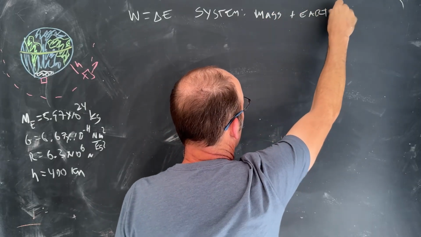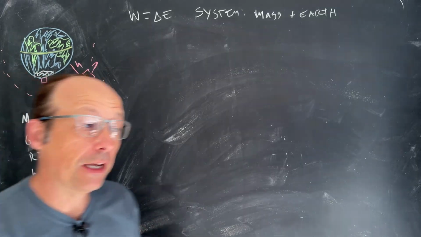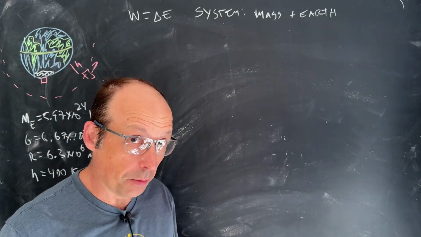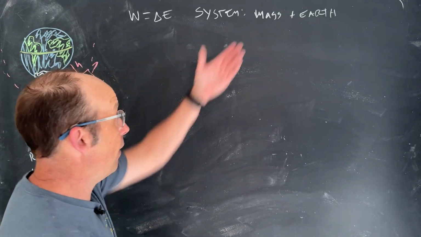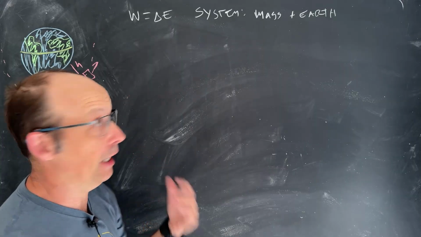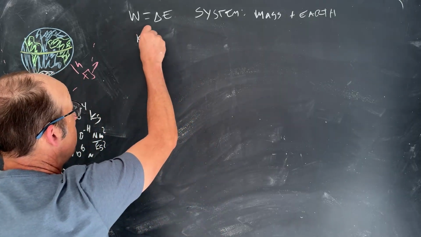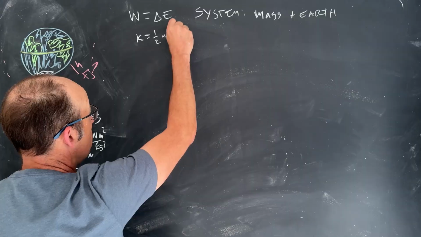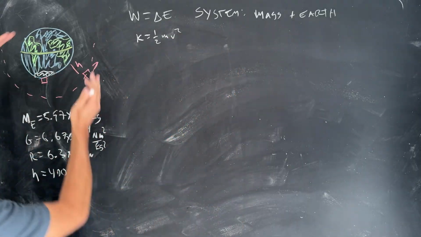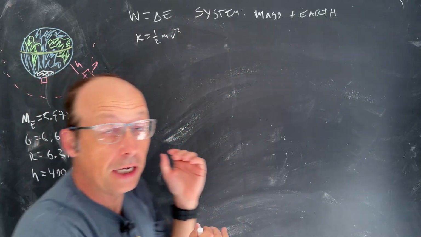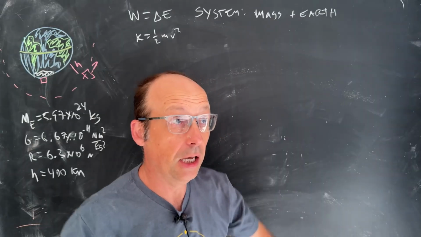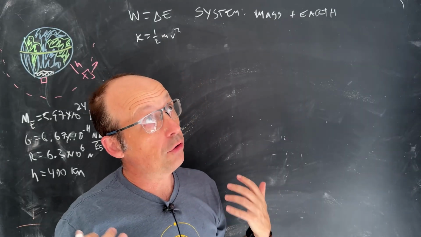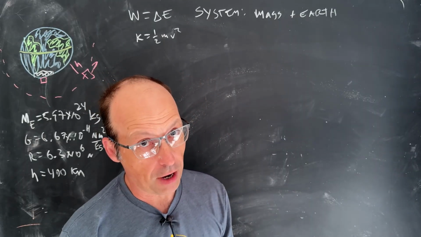Mass plus the Earth. Now, what kinds of energy do I have if I have those two in my system? Well, if I have the mass, I can have kinetic energy. If I have the mass plus the Earth, there's a gravitational interaction between those two, and so I can have gravitational potential energy. Now, here we are using the better form of gravitational potential energy.